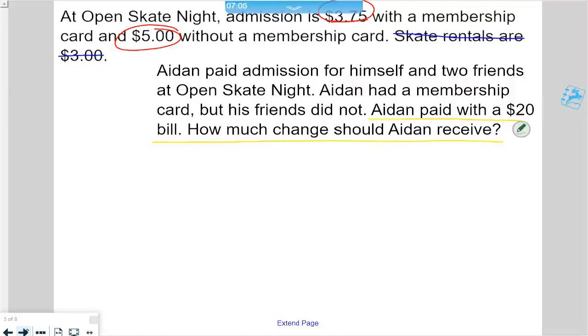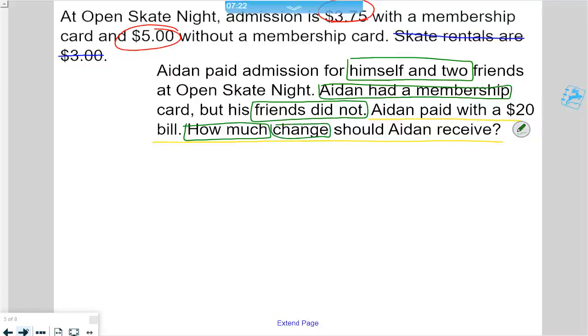So, what do we need to know? Aiden is paying for himself and 2 friends. Aiden has a membership card. His friends did not. Okay, so how much change should Aiden receive? So the first thing we've got to do is figure out how much it is going to cost them all to get in.